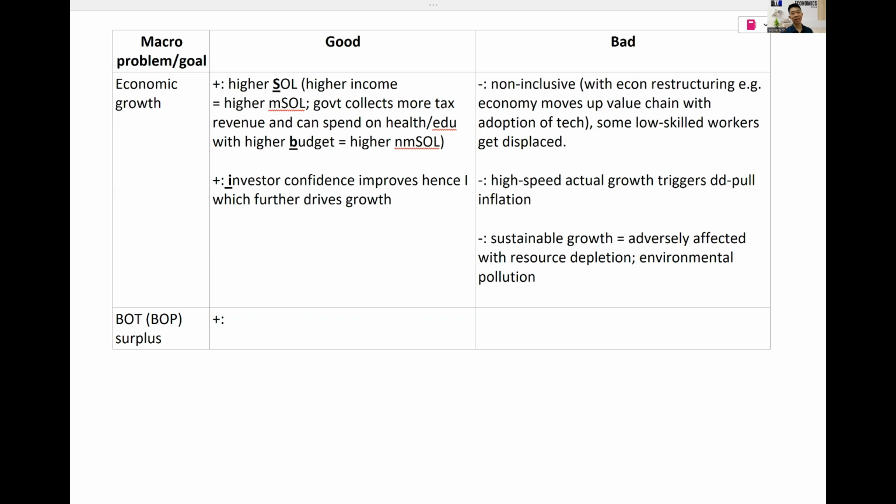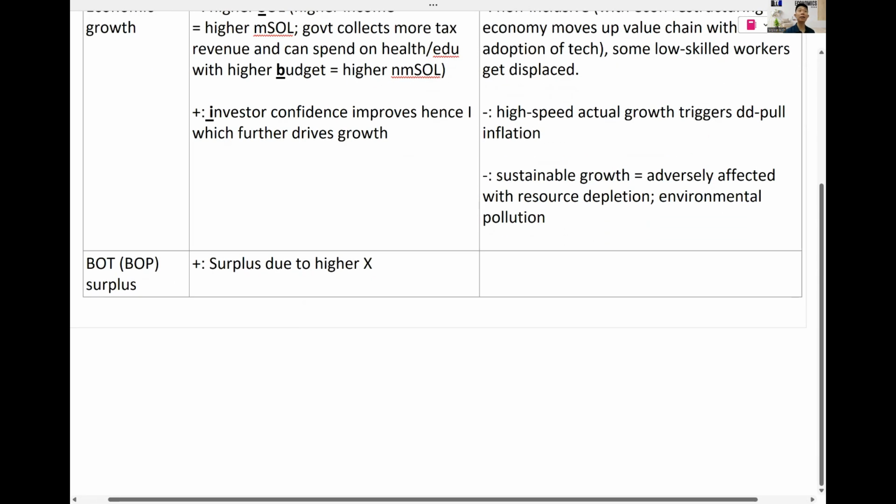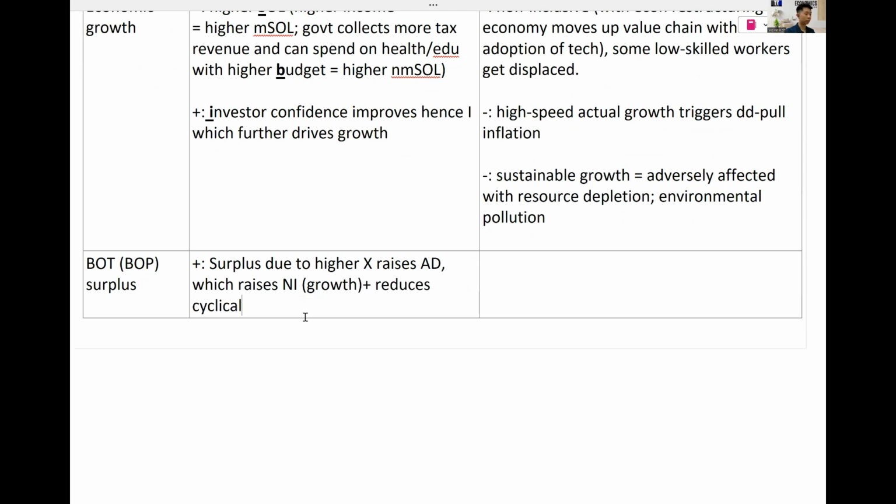Do you remember an acronym? AERO? See, a surplus due to higher X. Surplus can be due to higher X, right? Raises AD. And we know, okay, which raises national income. So you get growth and reduces cyclical unemployment. So this is very good news for us. Higher growth, lower unemployment.